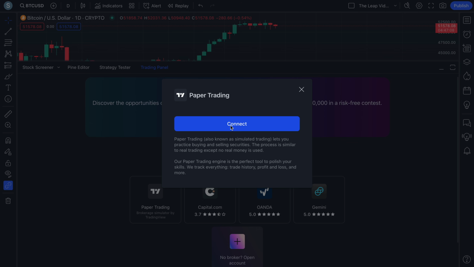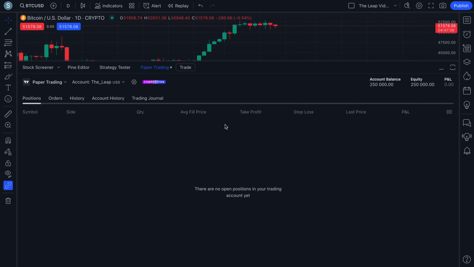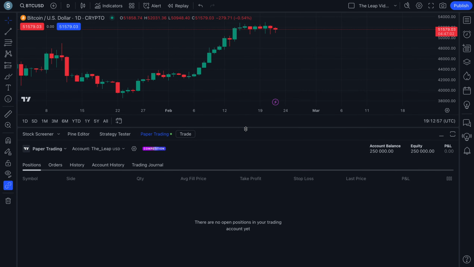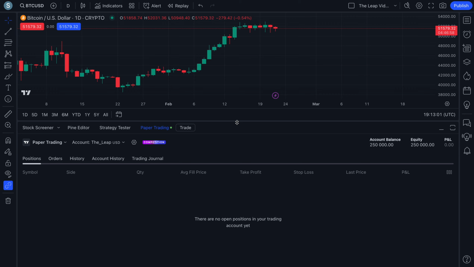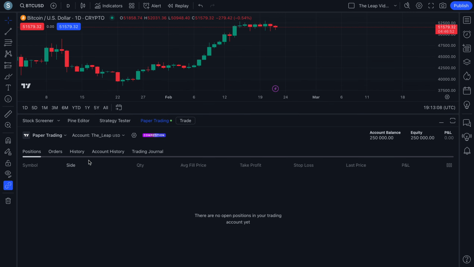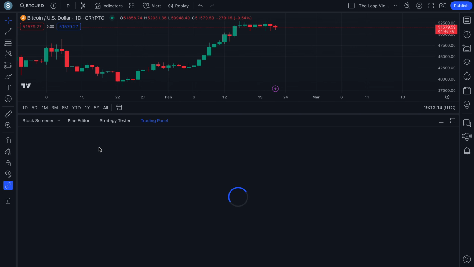Now you click the paper trading account, click connect, and you are connected. You can now begin trading in the Leap because after all, it's a paper trading contest. And if you can become the best trader with the highest profit over 30 days, you could win that $10,000 cash prize.